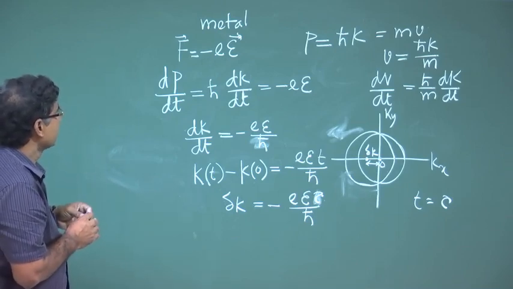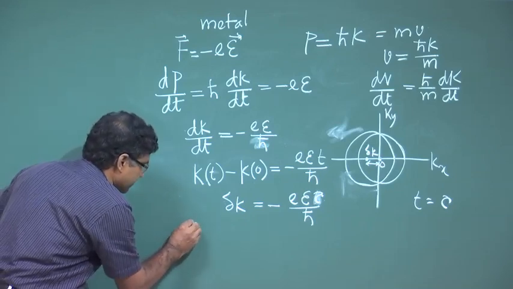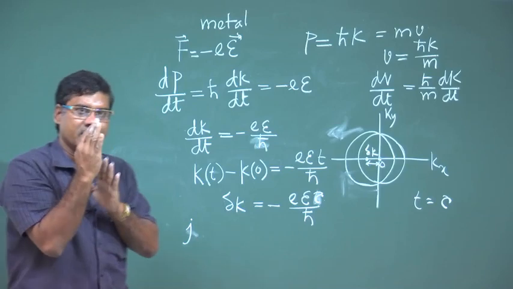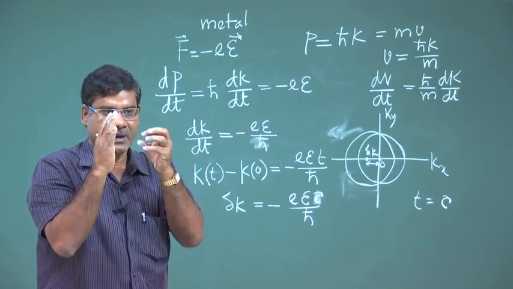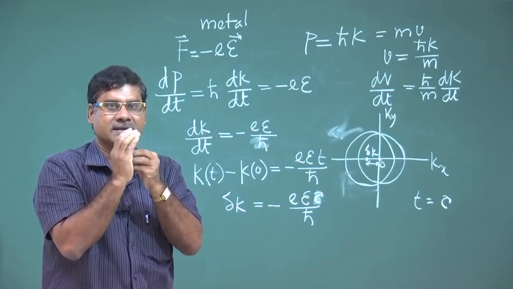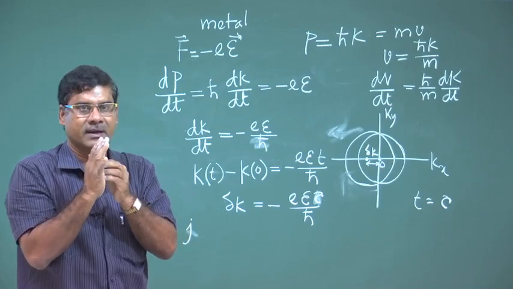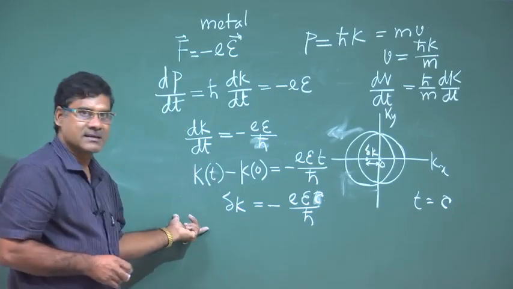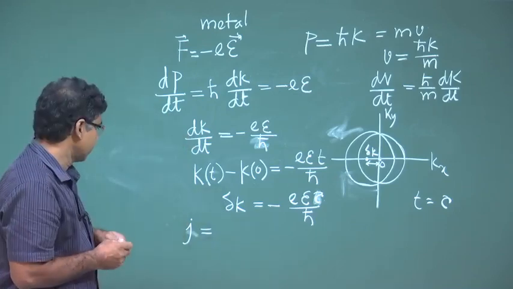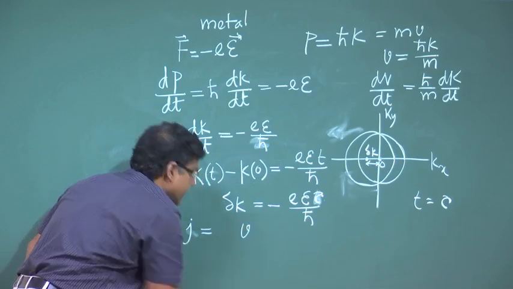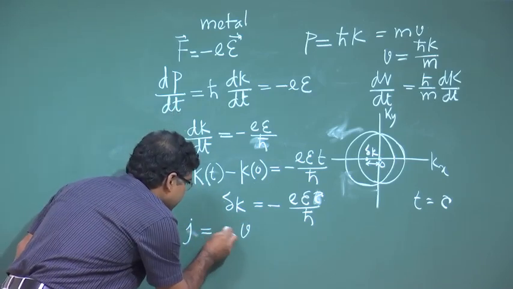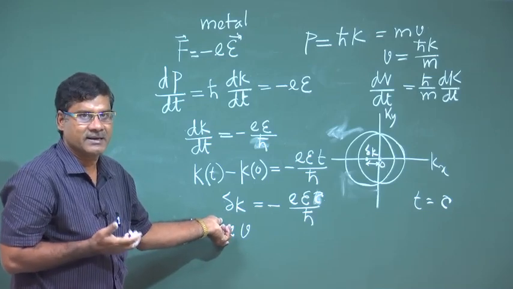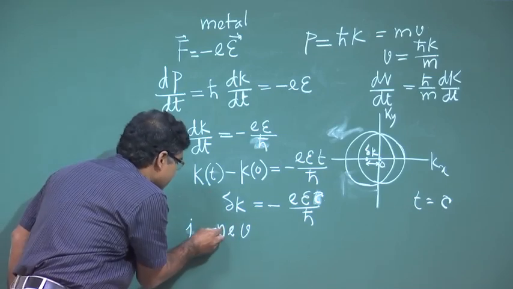So what is current? We express it in terms of density, current density J, which means the total amount of charge passing through a unit cross section per unit time. So that is the charge density. If I know the velocity V and the charge density is N E, where N is the density of carriers, I multiply with charge. So, minus charge.